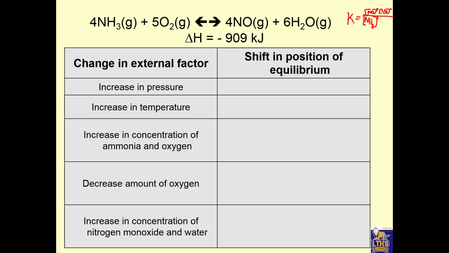NH3 to the 4th power times O2 to the 5th power. And I could include them all because they're all gases. Where does the heat go? The heat goes on this side because it's negative.